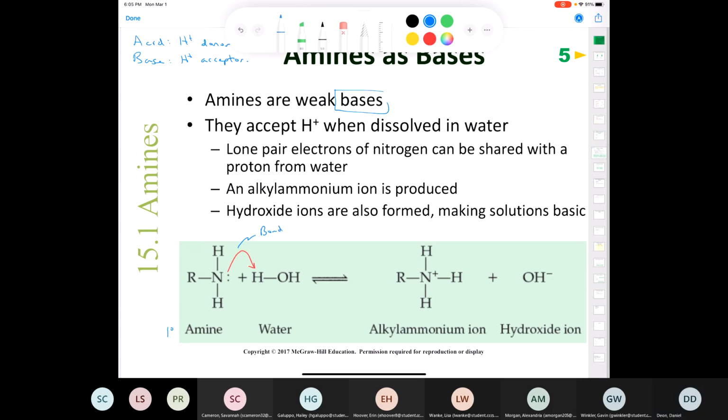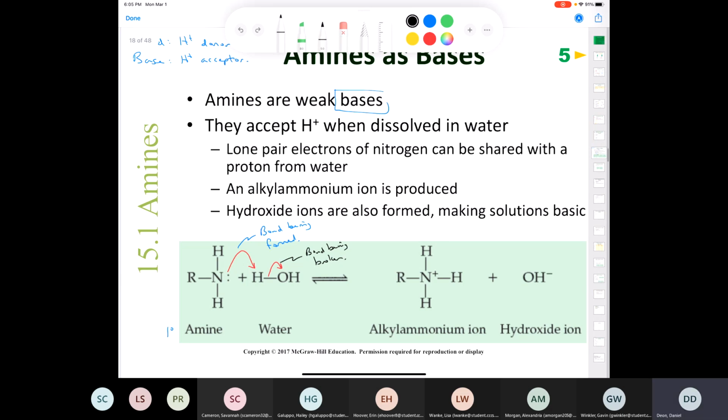Bond being formed, okay? And then what happens to the pair of electrons in here? That bond is going to break, and the pair of electrons is going to go on here. And so this one represents bond being broken. Okay, so we've got bond being formed and bond being broken. Now we've got an alkyl ammonium ion. Okay, and we have a hydroxide ion.